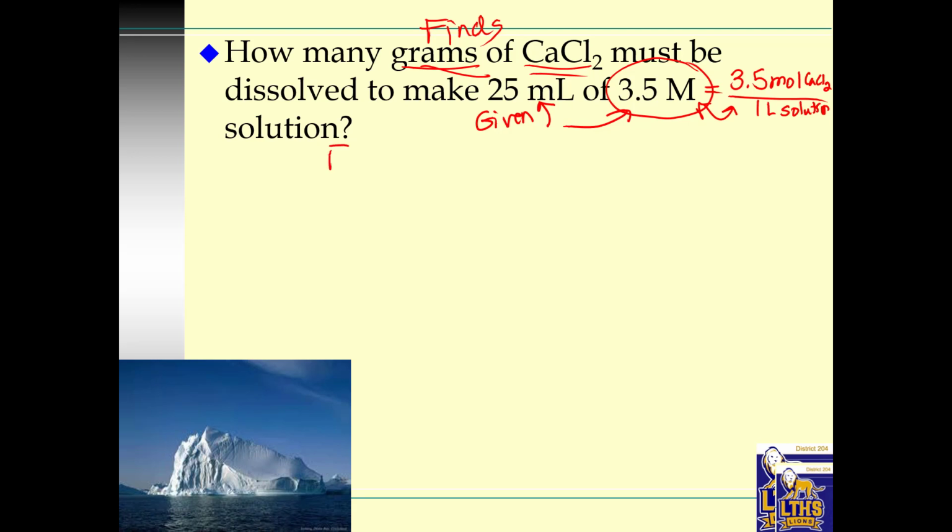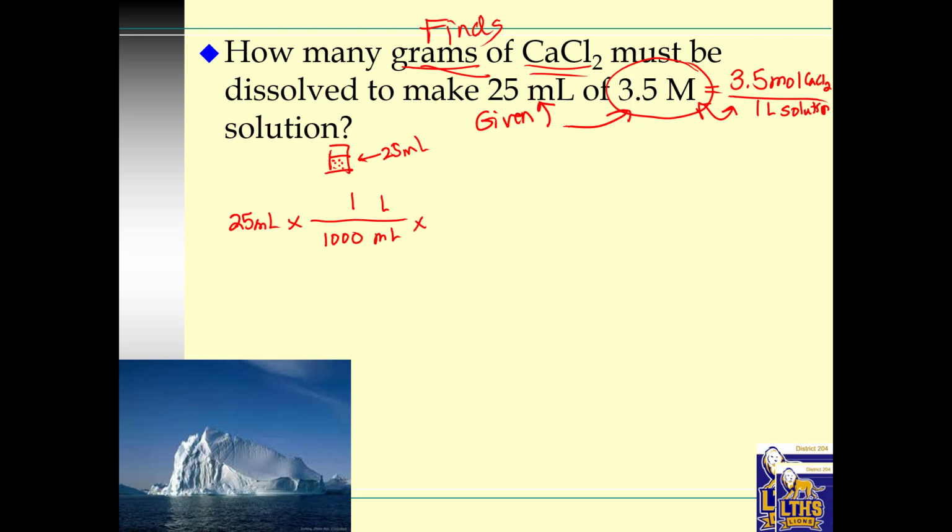So it's saying I have this container with 25 milliliters in it, and inside there is some calcium chloride. I want to figure out how many grams got dissolved in it. Notice molarity is in liters, but I'm given milliliters. So I start with 25 milliliters and convert it to liters so that it works with molarity. There's 1,000 milliliters in a liter. Please memorize that. So now I'm at liters.